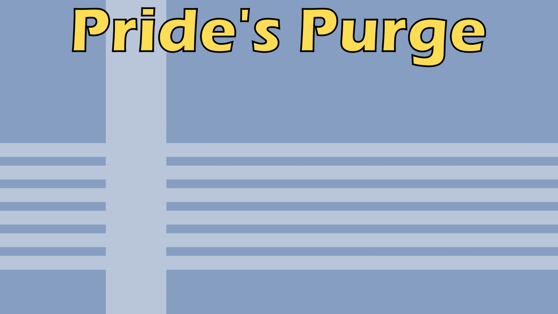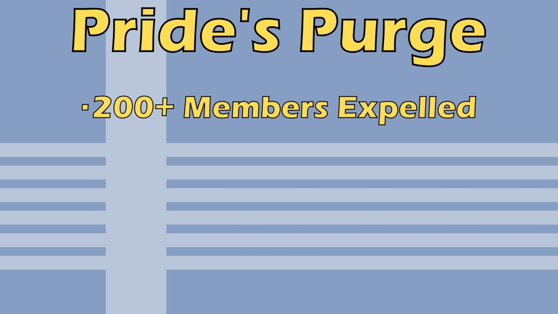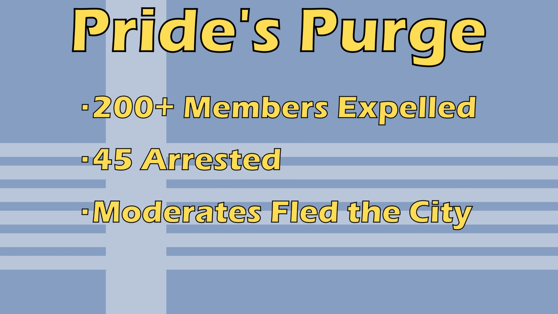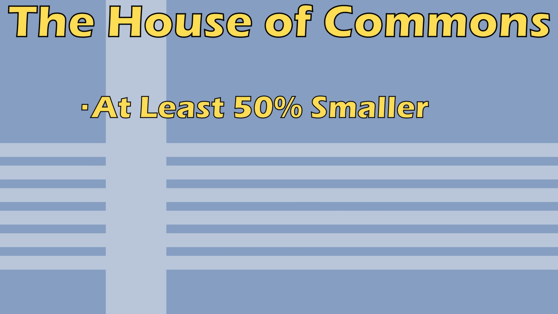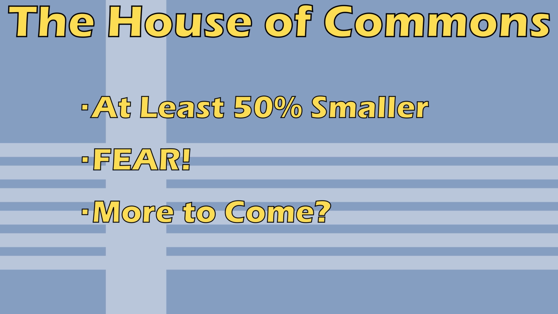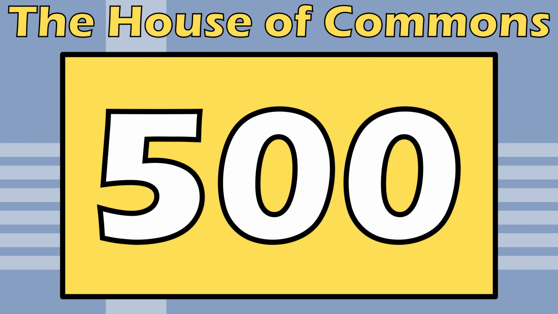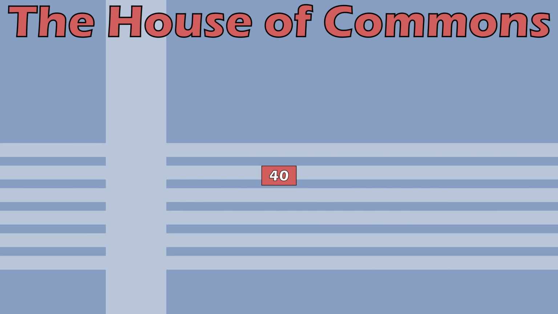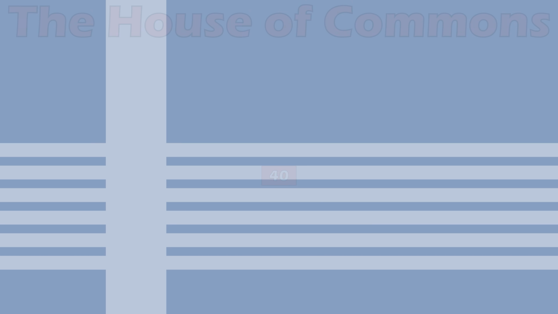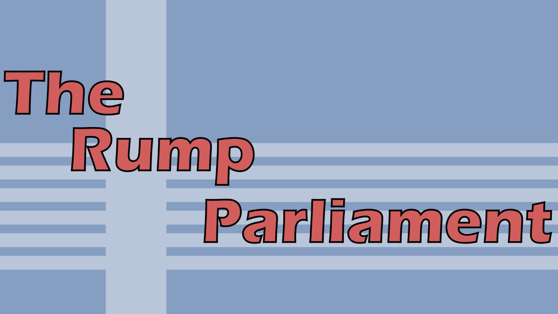In total, over 200 members were expelled from the House of Commons, including 45 who were arrested. Many of those who were turned away saw the writing on the wall and fled the city. This new, purged House of Commons was less than half of its original size. People were terrified, and many feared that the purges were not over. In the weeks that followed, most people stopped showing up to the Commons. A legislative body that had once had approximately 500 members now met with sometimes as few as 40. The army had pulled off a coup d'etat. Critics of this new legislative body called it the Rump Parliament, and the name stuck.